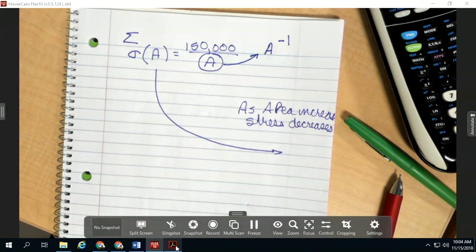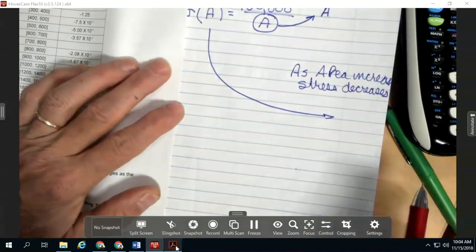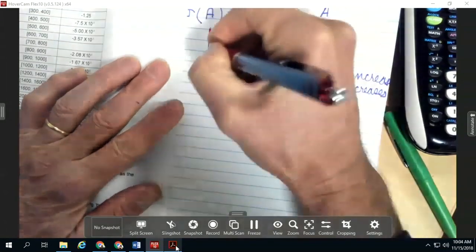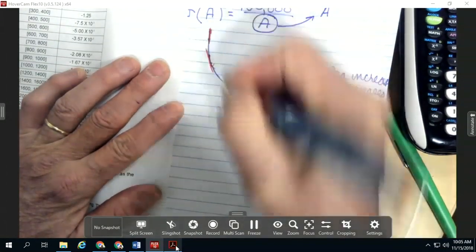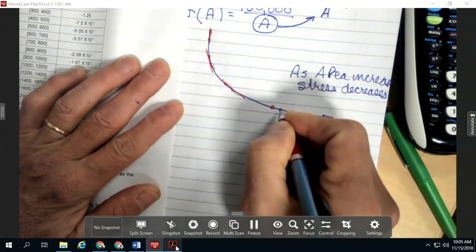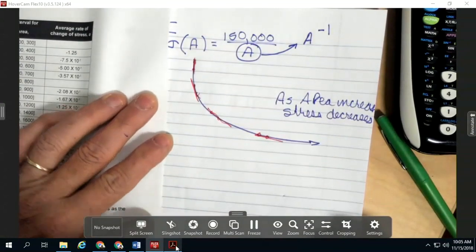Do you think the value of the stress ever reaches 0? No matter how big you make that beam, it's still going to have some stress on it. Okay? Now, the next page doesn't show the amount of stress. It shows what's happening to the rate of change. So here's the rate of change.